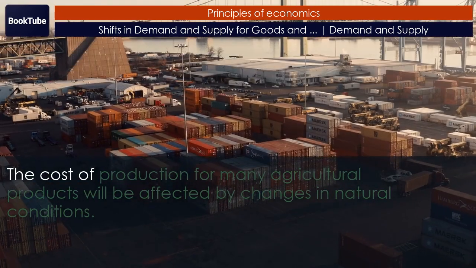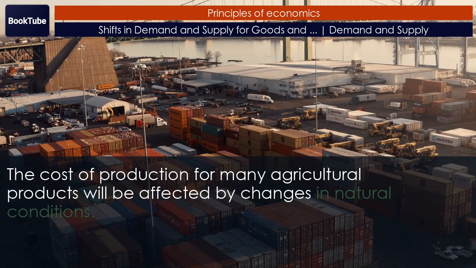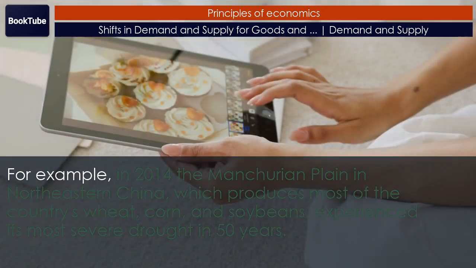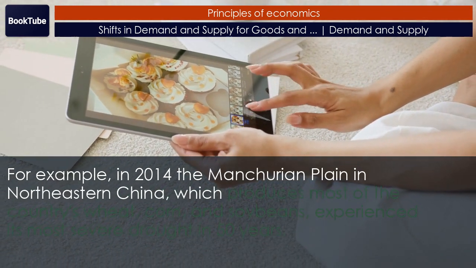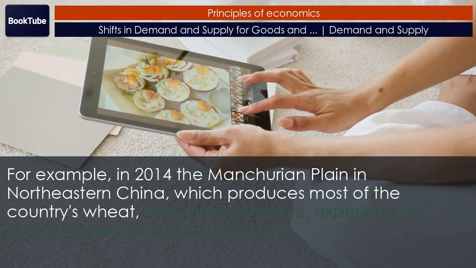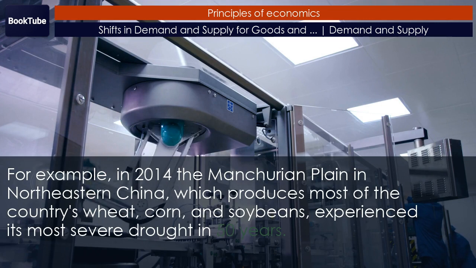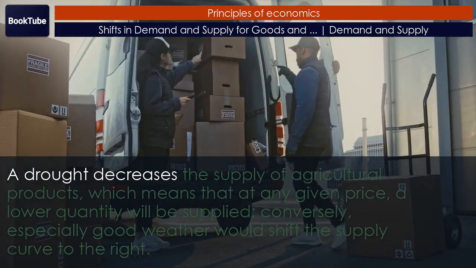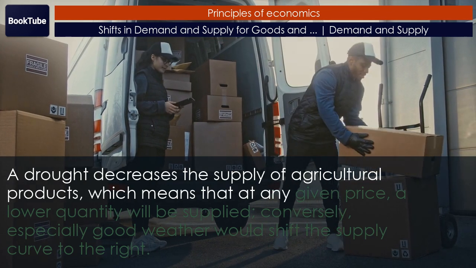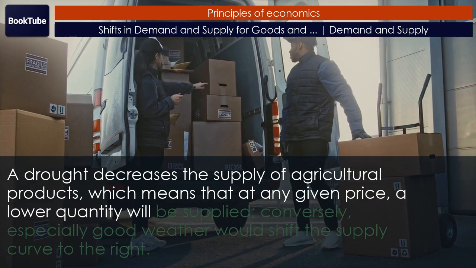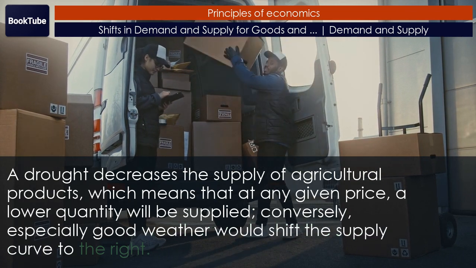The cost of production for many agricultural products will be affected by changes in natural conditions. For example, in 2014, the Manchurian Plain in northeastern China, which produces most of the country's wheat, corn, and soybeans, experienced its most severe drought in 50 years. A drought decreases the supply of agricultural products, which means that at any given price, a lower quantity will be supplied. Conversely, especially good weather would shift the supply curve to the right.